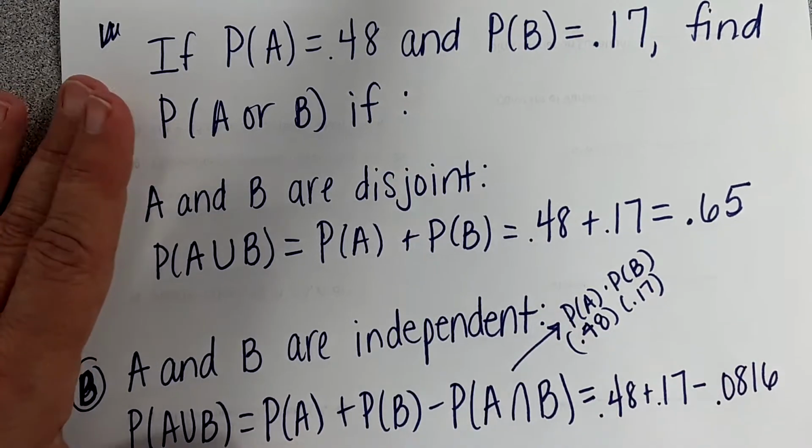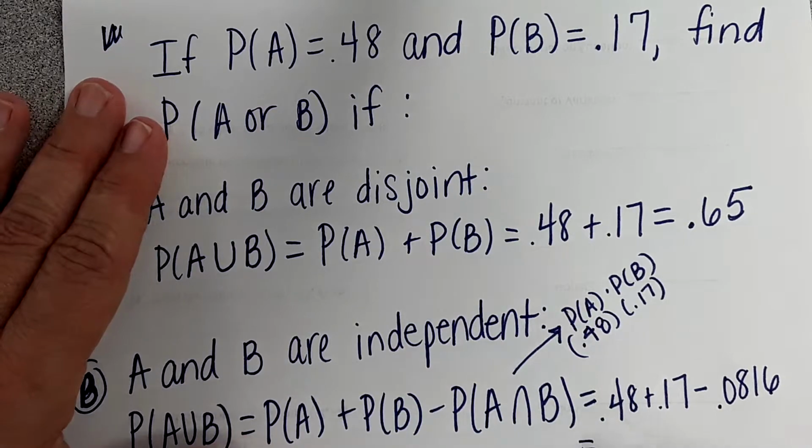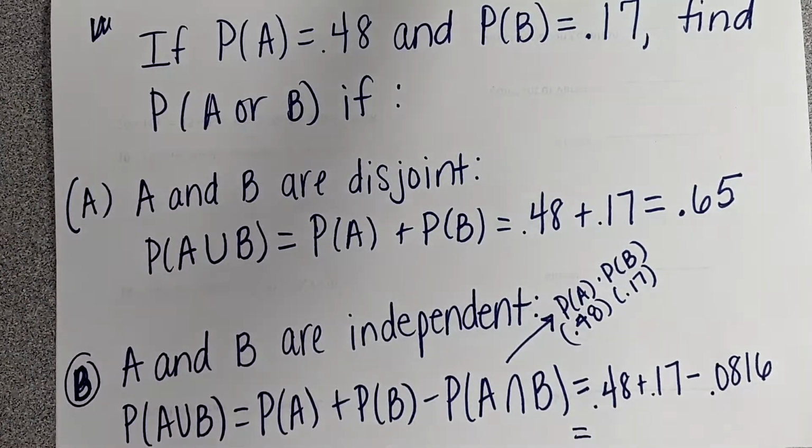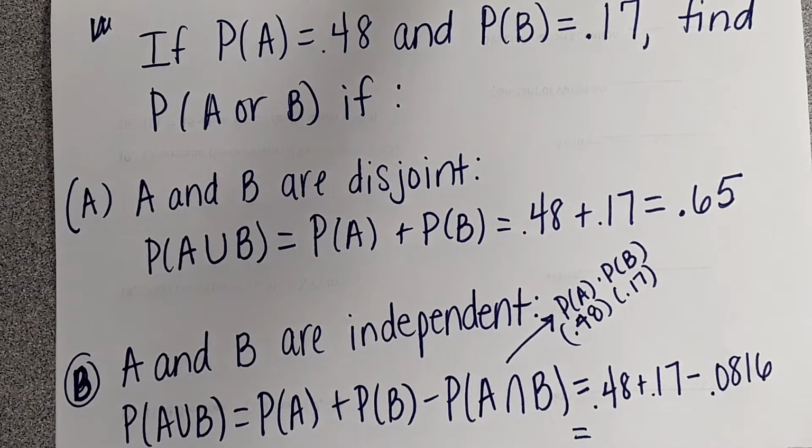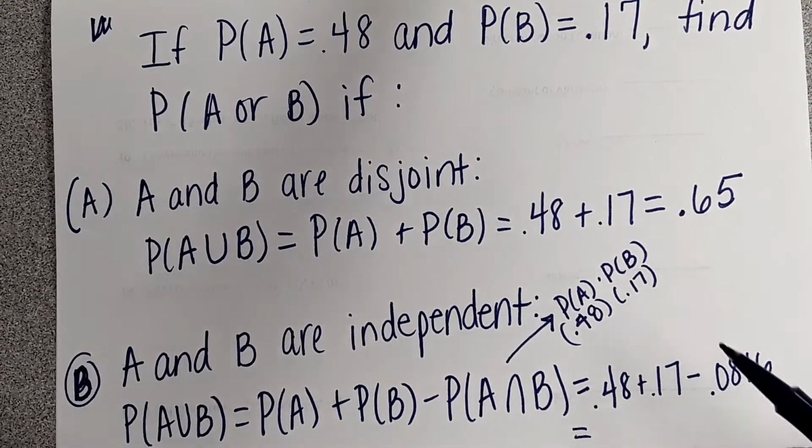Is that what you guys got? You're like, I don't know. I didn't do it. Right? Please make sure that I am correct so that if I need to, I can edit this video. Is it 0.0816? Okay, so what is the probability if A and B are independent?